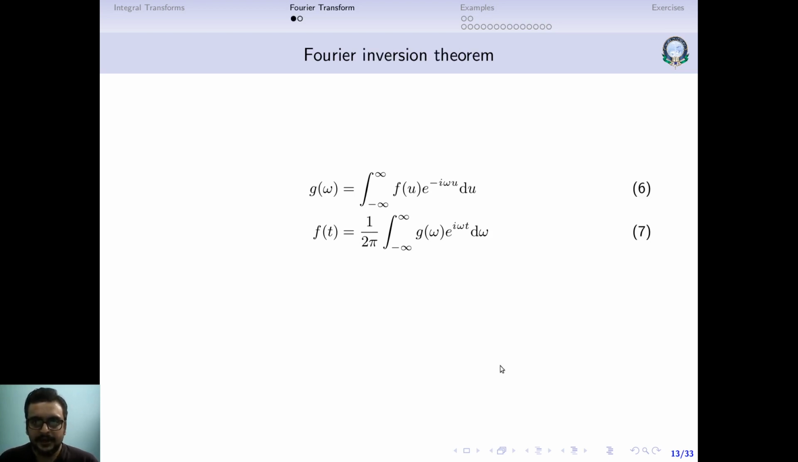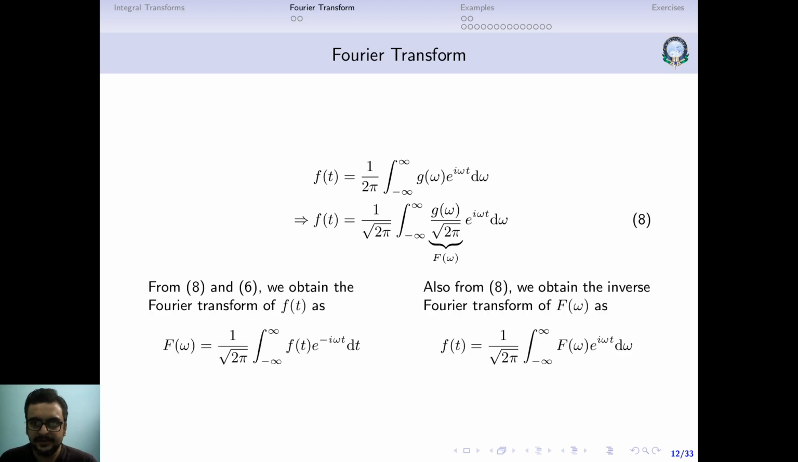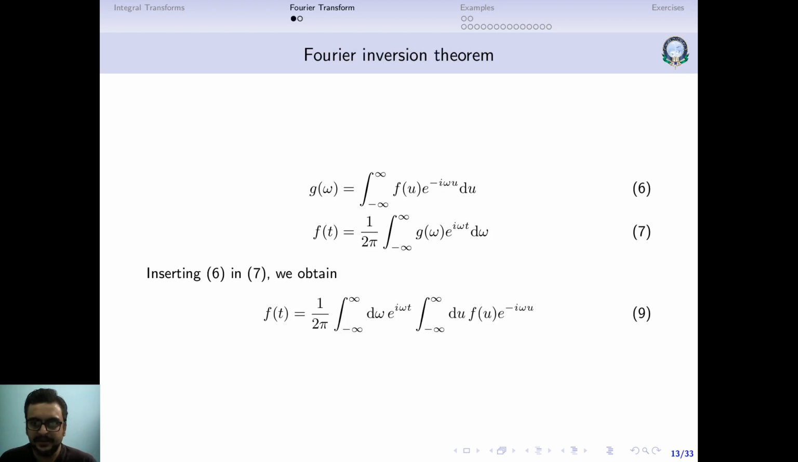Okay, so we had this equation number 6 and equation number 7 here. If we just substitute equation number 6 in equation number 7, you'll get f of t is equal to 1 by 2 pi integration minus infinity to plus infinity d omega e to the power i omega t, and this g of omega I just replace with this one, and we get this.